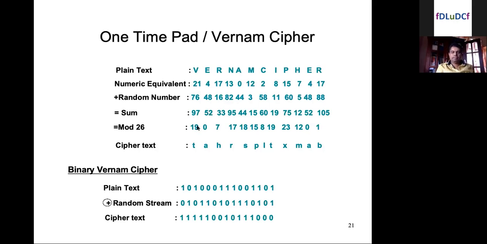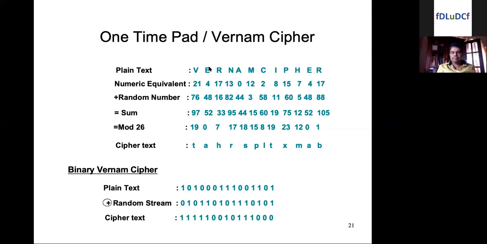So then we try to find the equivalent letter that represents 19. If you start giving numbers to the English alphabet, starting from 0 to A, 1 to B, 2 to C, like that, 19 is assigned to T. So then we replace it with T.